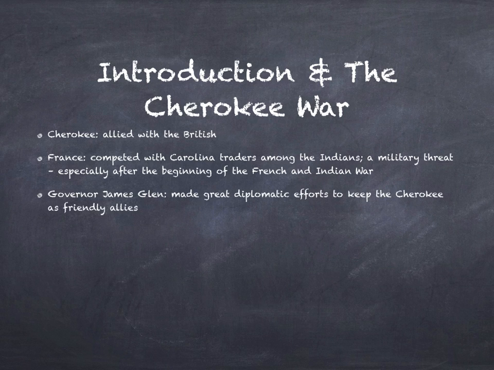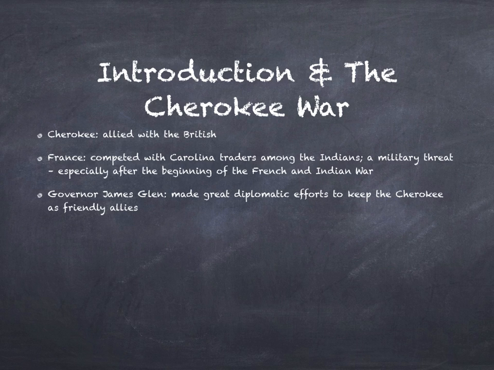Governor James Glenn of South Carolina had made great diplomatic efforts to keep the Cherokee as friendly allies. Now, by diplomatic efforts, we mean trying to actively keep the peace between the two sides, the white settlers and the Native Americans. The guy that replaces him, Governor William Lyttleton, will not care about maintaining a diplomatic relationship between the white settlers and the Cherokee. In fact, it'll be the furthest thing from his mind.